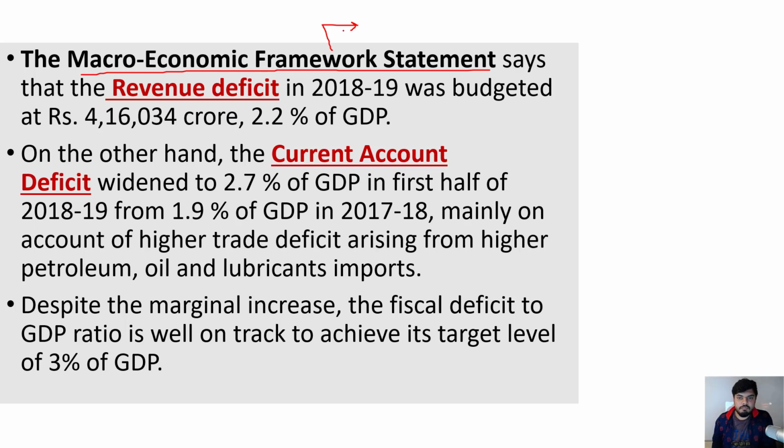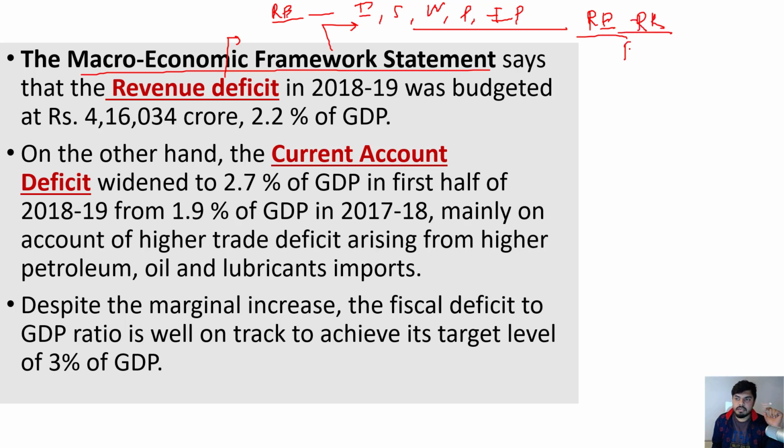But now the macroeconomic framework statement, you see revenue deficit. What is revenue expenditure? When the government is paying incomes, salaries, wages, pensions and interest payments, they all come under revenue expenditure. If this expenditure is more than the revenue receipts, then certainly it is going to be a revenue deficit. So the revenue deficit is going to be 2.2% of GDP. It was targeted at 2.2% for the 18-19 year, but this time it has widened to 2.7%. So 0.5% is the rise.